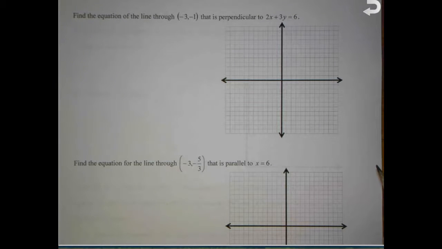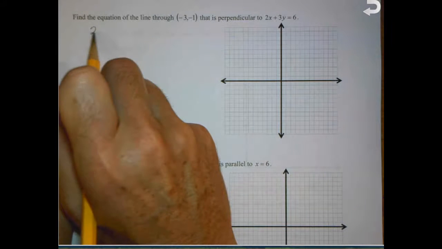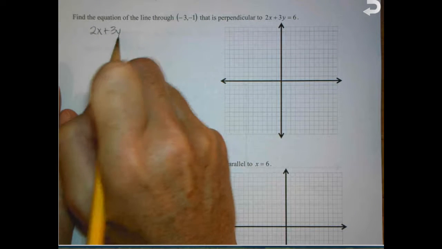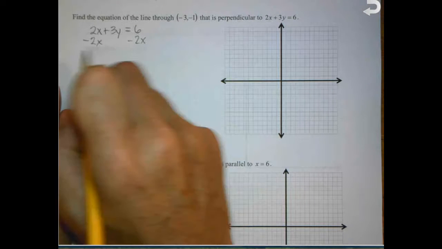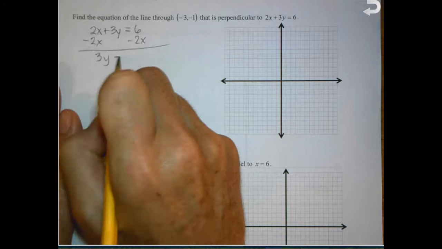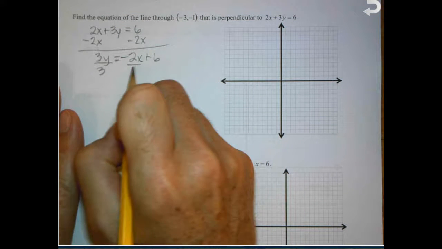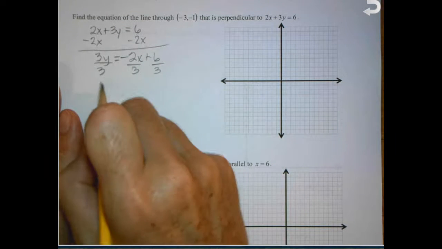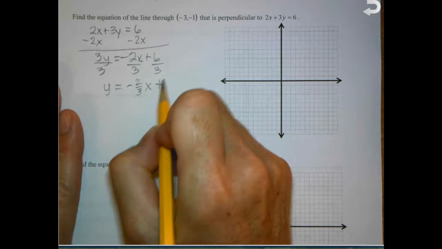Okay, now that we know parallel and perpendicular, we can look at finding equations for lines that are parallel or perpendicular to other lines and go through a certain point. So let's take a look at this equation. 2x plus 3y equals 6, and I can subtract that 2x from both sides, and I get 3y equals negative 2x plus 6. Divide everything by 3 because I'd like to be able to graph this, and I have y equals negative 2/3 x plus 2.